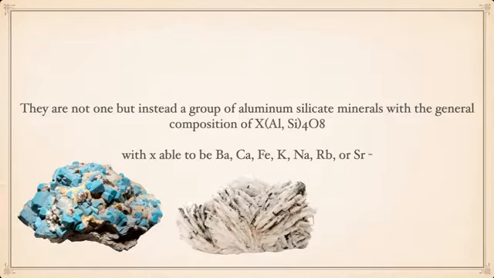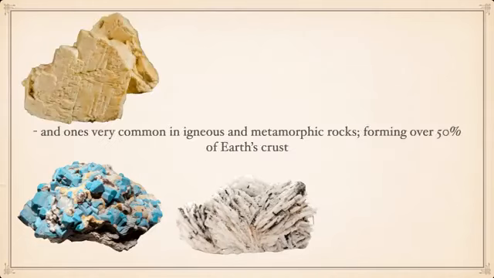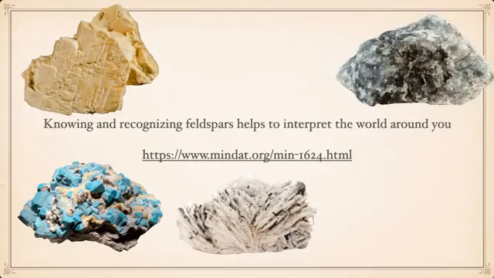Now, first of all, they're not one, but instead a big group of aluminum silicate minerals with a general basic composition, as you see with that formula right there. Now, the X is able to be any one of seven different ions, things from, say, calcium to sodium, even strontium or rubidium. Now, these minerals are very common in igneous and metamorphic rocks, comprising over 50%, some will say 60% of Earth's crust. They're also found in sedimentary rocks as well. Because of that, knowing and recognizing feldspars can help you to interpret the world around you even better.